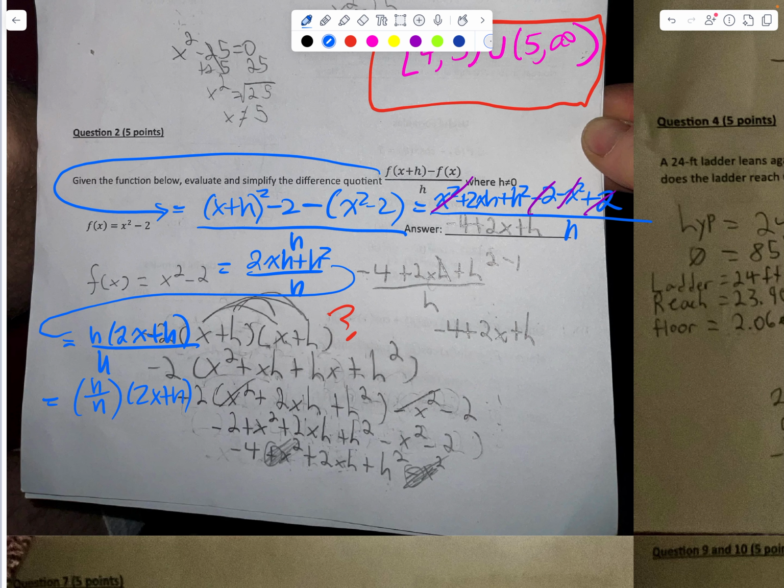No matter what h is, that's just the number 1. You can choose not to multiply by it. So we got 2x plus h, and that should be your final answer.